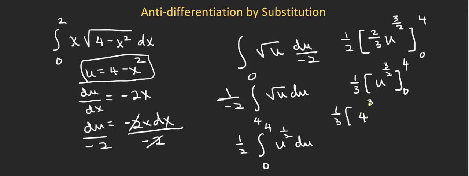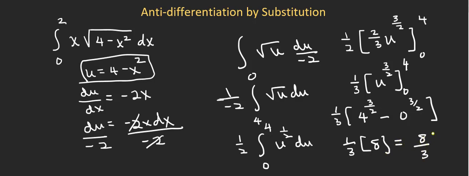So you end up getting 1/3 times 4 to the 3 over 2, minus 0 to the 3 over 2. And what is 4 to the 3 over 2? That's 2 cubed, which is 8. And then that's minus 0. So you end up getting 8 over 3, and that's your final answer.